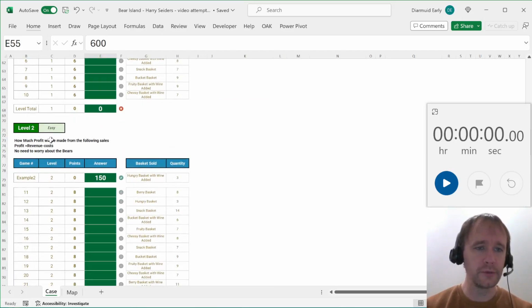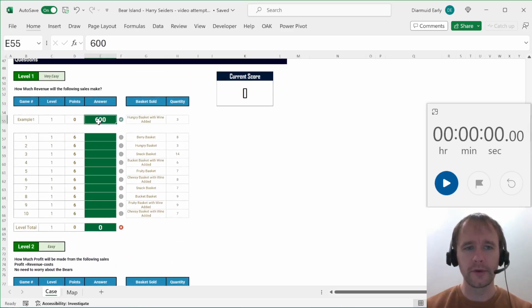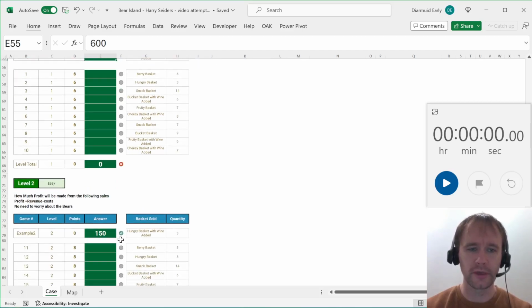Then level 2, how much profit will be made from the following sales? Profit equals revenue minus costs. No need to worry about the bears. So here the hungry basket with wine added, 3 of those makes a profit of 150, so we must be looking for a profit of 50 per basket, and we know that they sell for 200 per basket, so we must be looking at costs of 150.